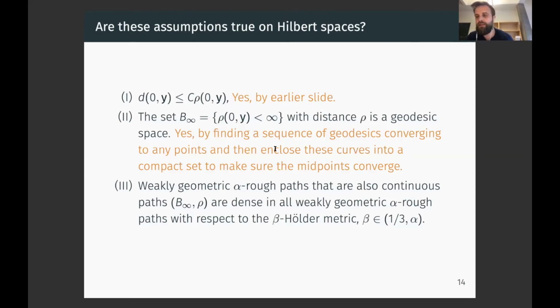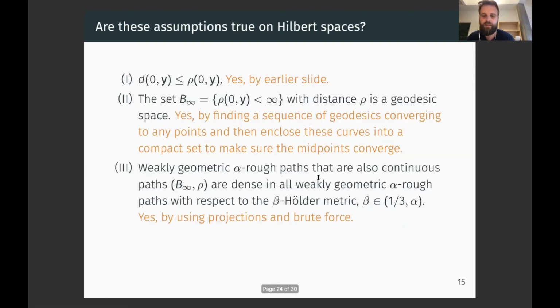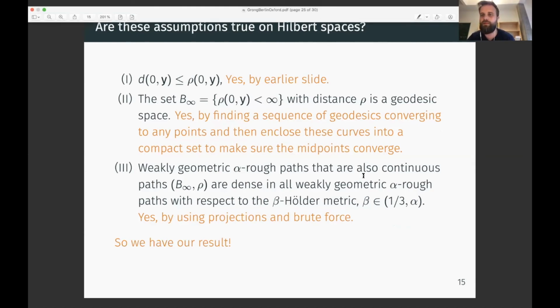So this part is the truly awful part of this paper, because it doesn't really converge. It's not compact in the correct metric, and you need to do a lot of hacks to make it work. But it does. And then for the last part, you can use some projections and some brute force to show that, okay, yeah, this is actually the case. These other paths are close. And this gives us our result.